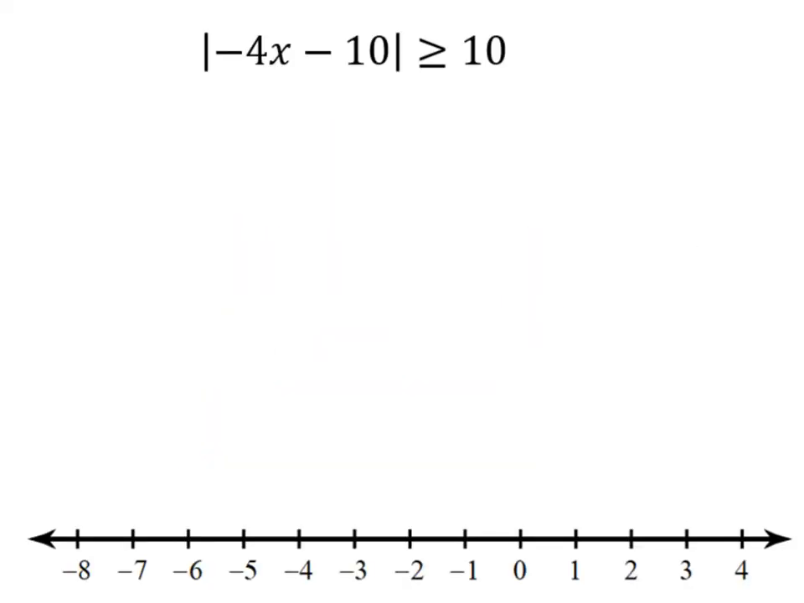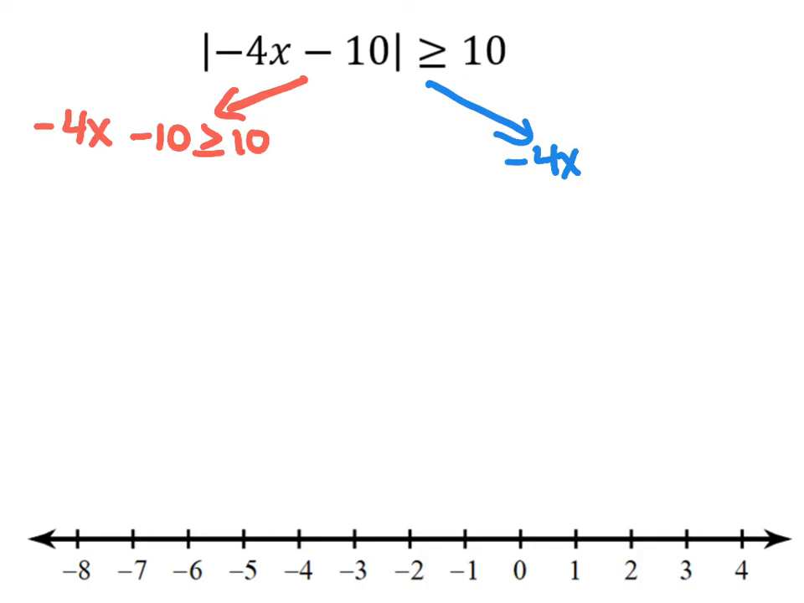For our final example, we're going to follow the same set of steps. So we'll rewrite our two separate inequalities. So we have -4x minus 10 is greater than or equal to 10, and negative 4x minus 10, we flip the sign so it's less than or equal to, and we make the 10 negative. Now to solve them separately, for the one on the left, we'd have to add 10 to both sides.